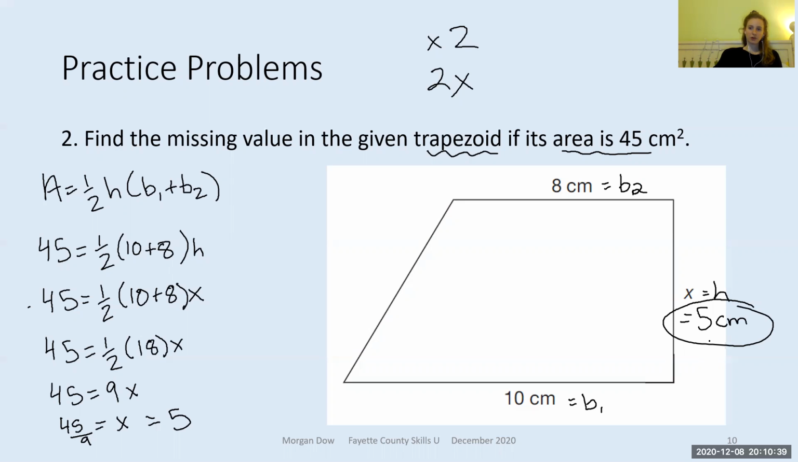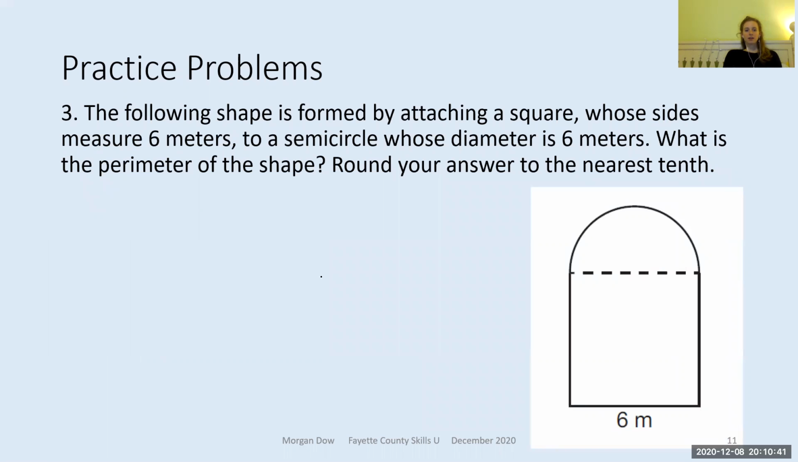All right, on to number 3, our last problem here. The following shape is formed by attaching a square whose sides measure 6 meters to a semicircle whose diameter is 6 meters. What is the perimeter of the shape? Round your answer to the nearest tenth. So we've got a square, and then we got half a circle stuck on top of it. We want to find the perimeter. This is a perimeter type of question.